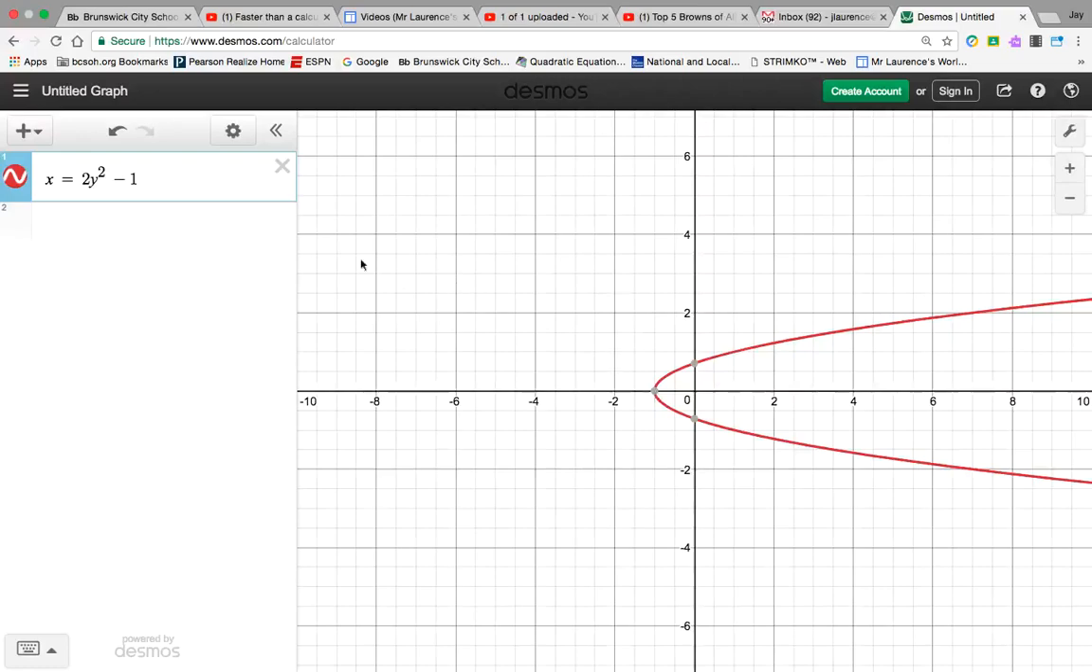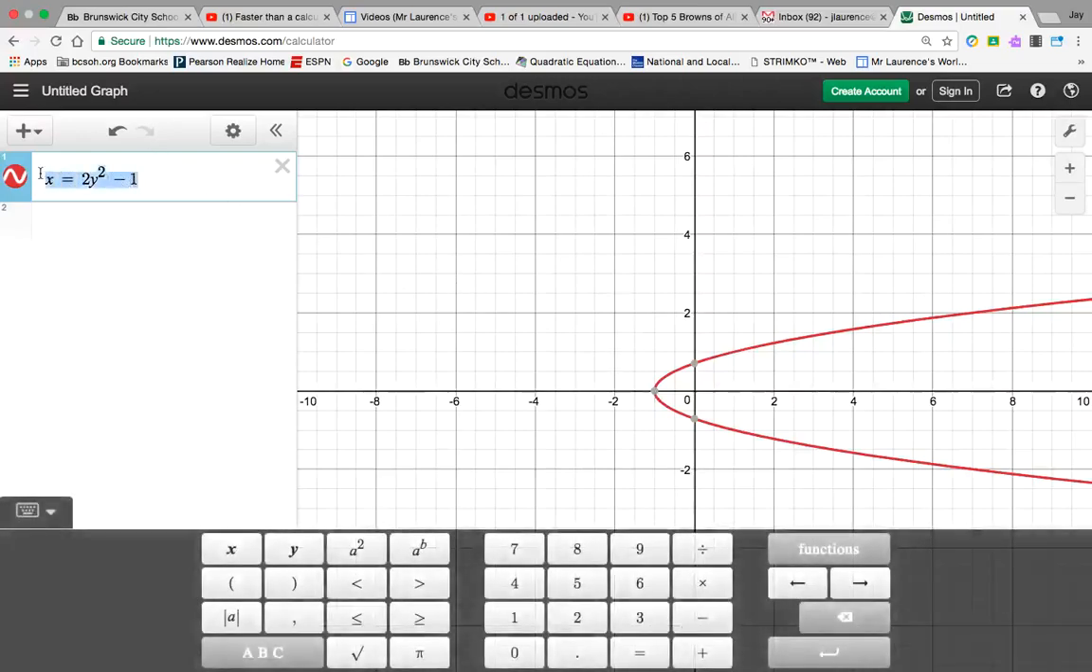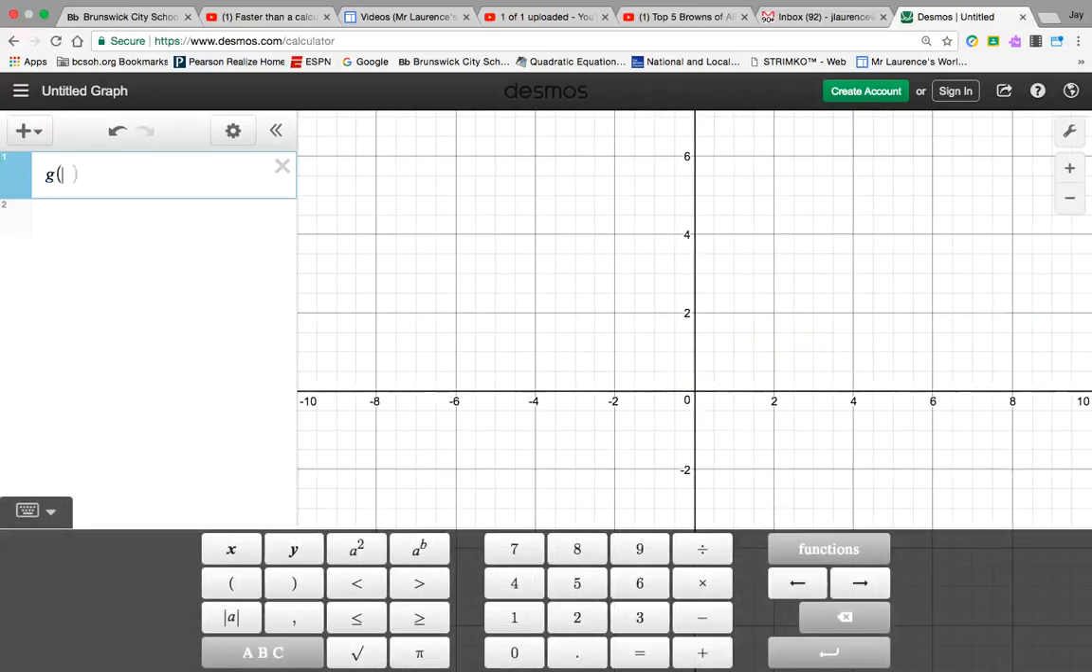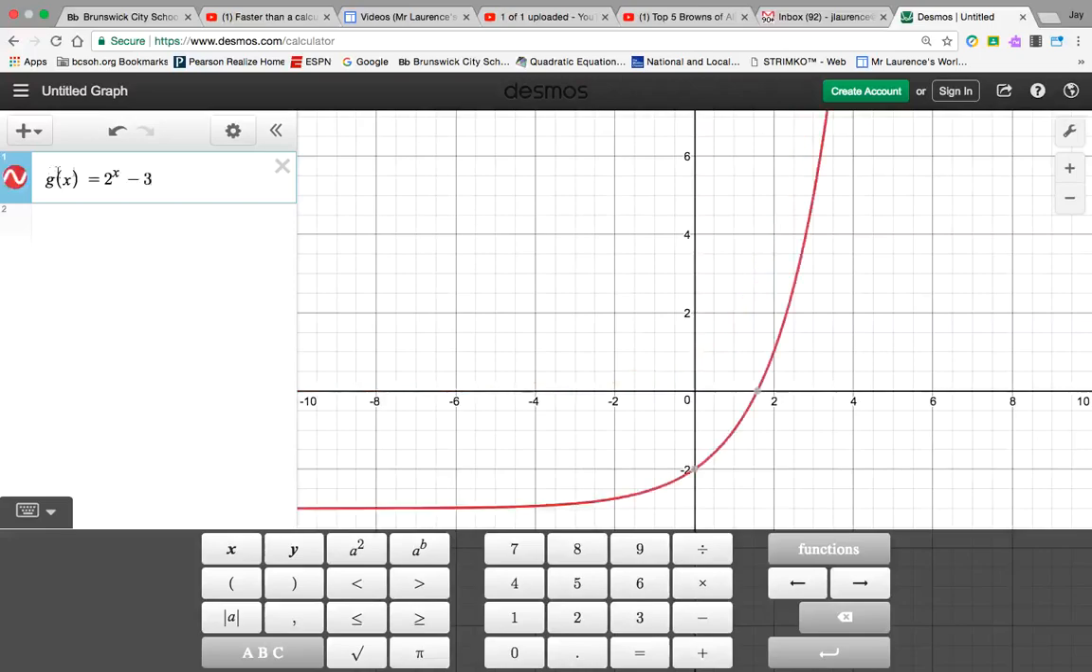All right, let's try an exponential one. Let's do g of x, and let's make that equal to 2 to the power of x, and then let's subtract 3.